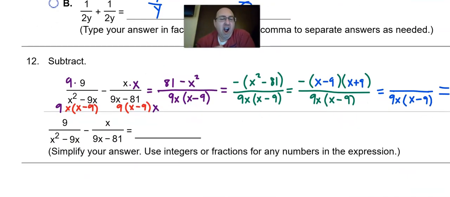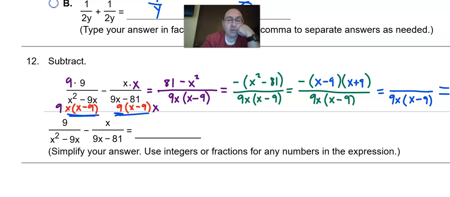Question 12. So you can see the first thing I did was I factored the denominators there. I got the x times x minus 9 and the 9 times x minus 9. So start with one of them, let's say we start with the one on the left and we say, what does the other one have that I'm missing? Looks like it's missing a 9.